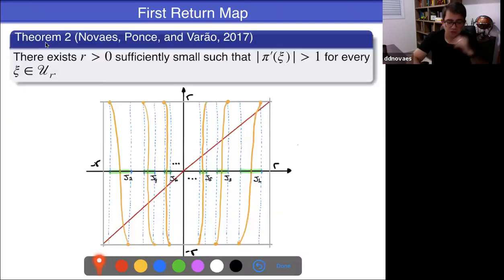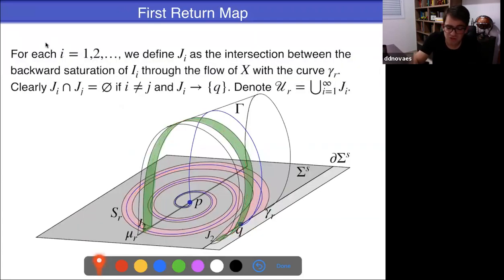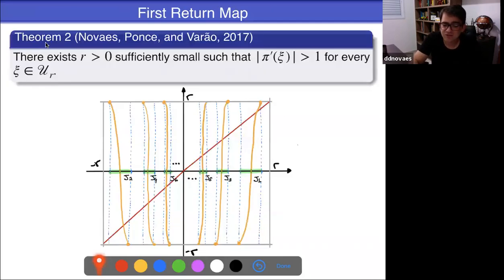Okay, so in 2017, with Pons and Varão, we studied with more attention the first return map defined in a neighborhood of sliding Shilnikov orbits. We were able to prove that there exists R positive sufficiently small. That means we can take the neighborhood of Q sufficiently small in order that the modulus of the derivative of the first return map is always greater than 1. So what does it mean? Let me draw the first return map here.